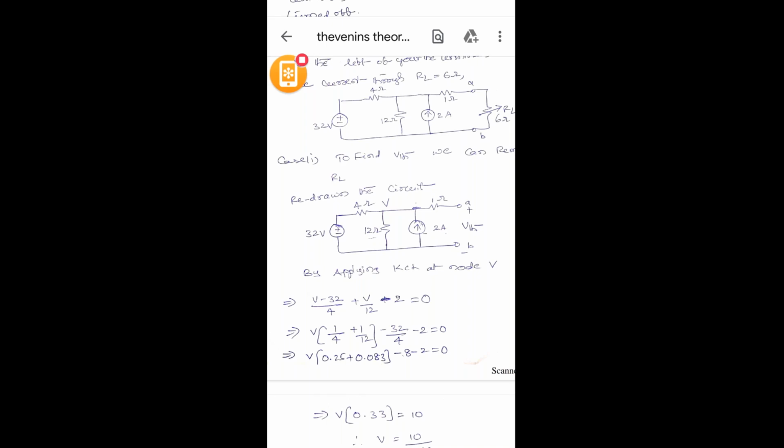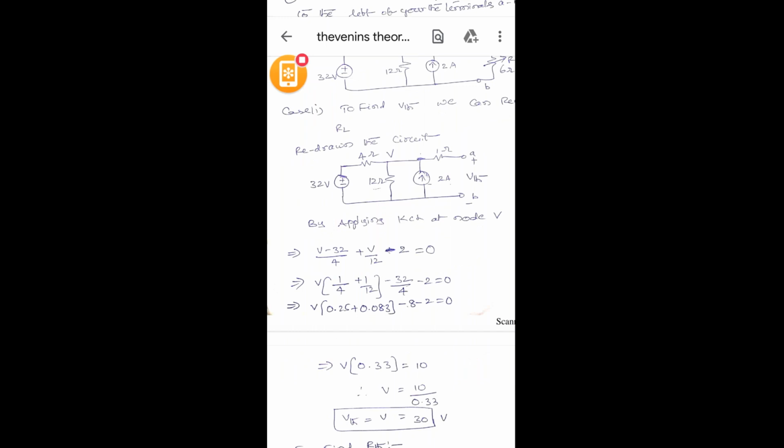Minus 32 by 4 is minus 8, and minus 2. Simplifying the V terms, 1 by 4 is 0.25 plus 1 by 12 which is 0.083, adding to finally 0.33. Then minus 8 and minus 2 moves to the right-hand side, giving 10. To find the voltage, 10 by 0.33 equals 30 volts. That voltage is called the Thevenin's voltage.